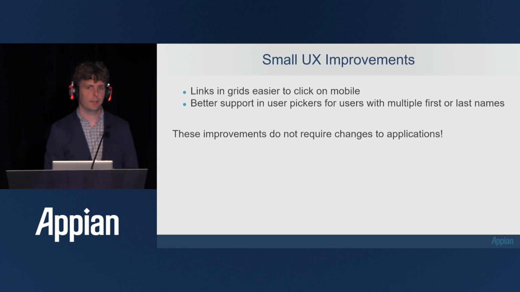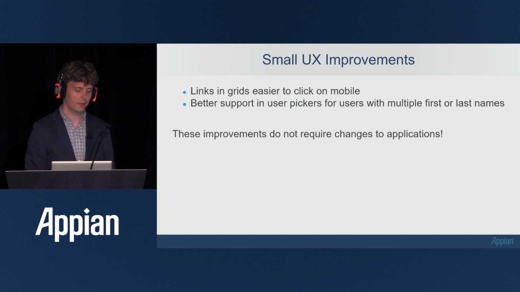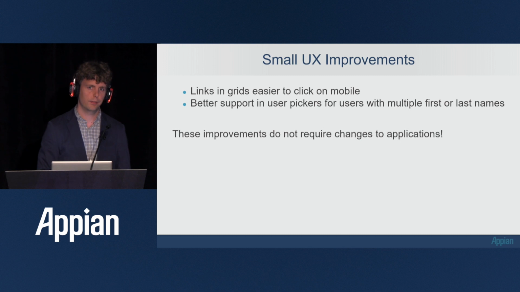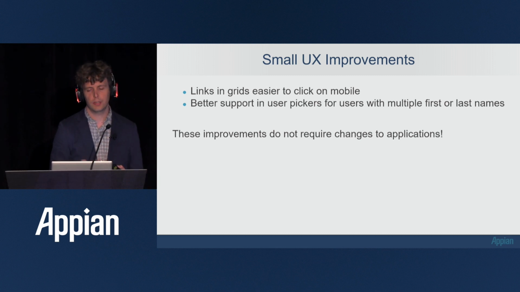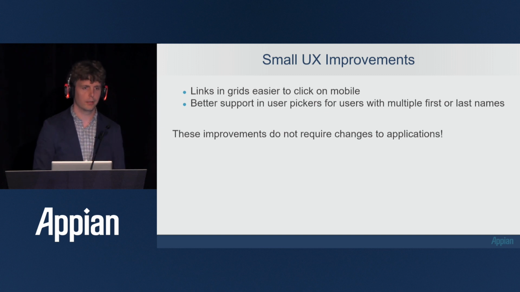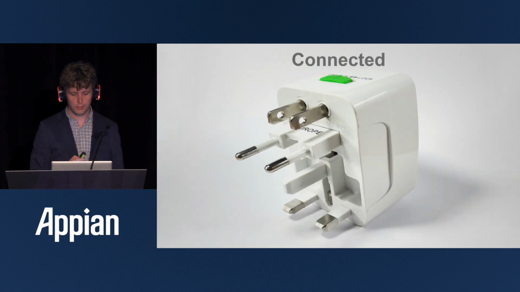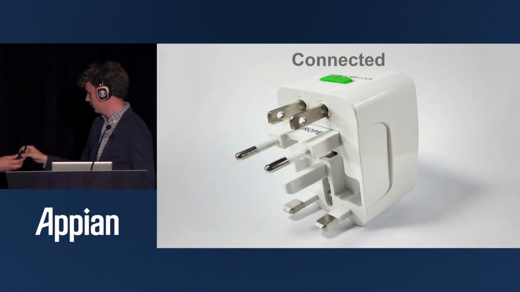And the thing I want to emphasize about these is that you get these changes without actually having to update your application. Any user picker you have just gets this new behavior when you upgrade, this better behavior. Same thing for the grids. So we're always looking for ways that we can not only add new features for you to take advantage of, like the query editor and so forth, but also ways to make your existing apps work even better. So with that, I want to turn it back over to John to talk about Connected.